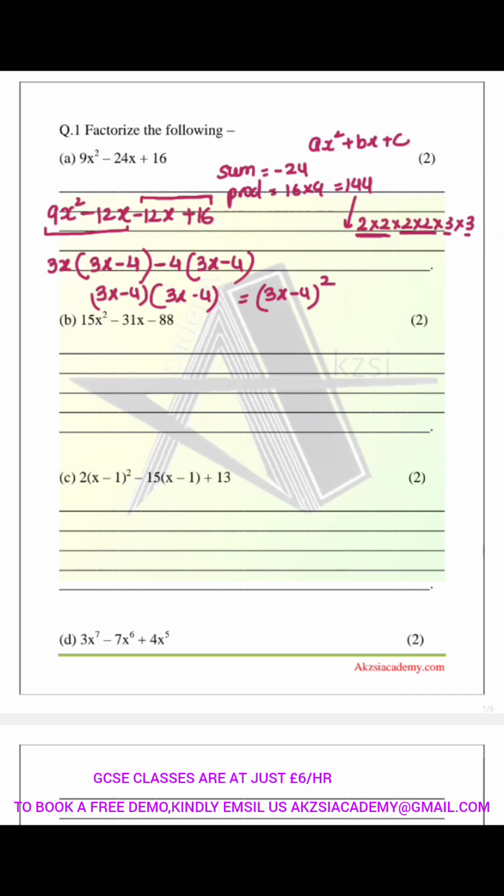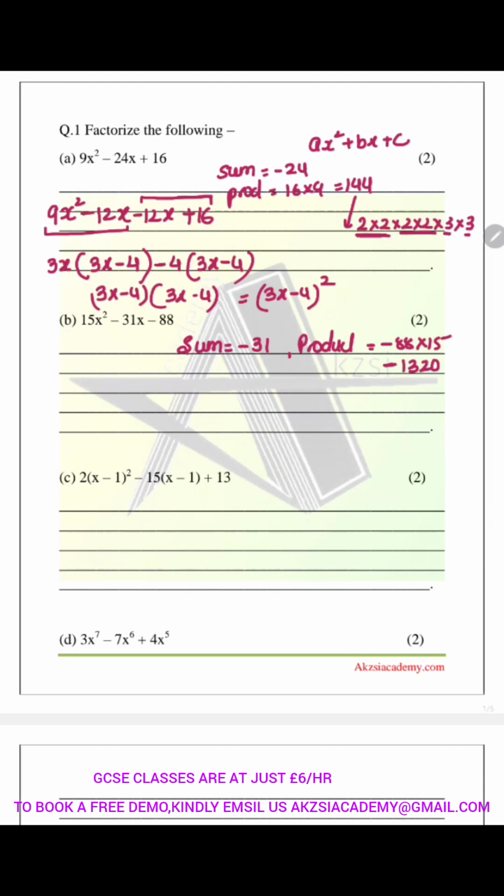Moving on to the next one, it's the same. That means when you add two numbers, it should be equal to minus 31. That means sum should be equal to minus 31. And product is equal to a times c, which is minus 88 times 15 in this case. So product is negative 1320.